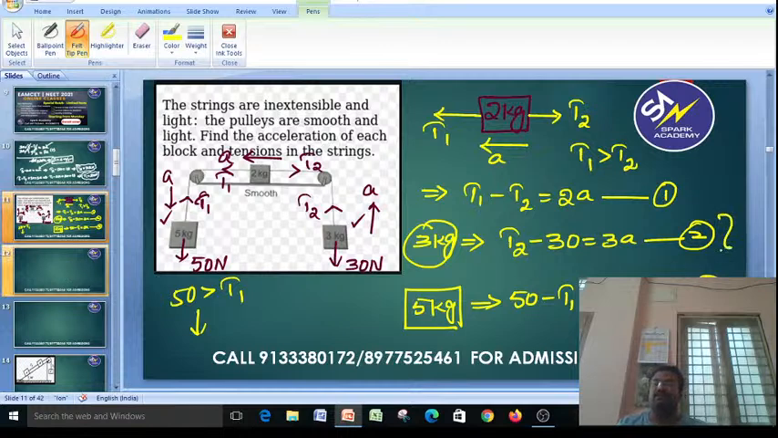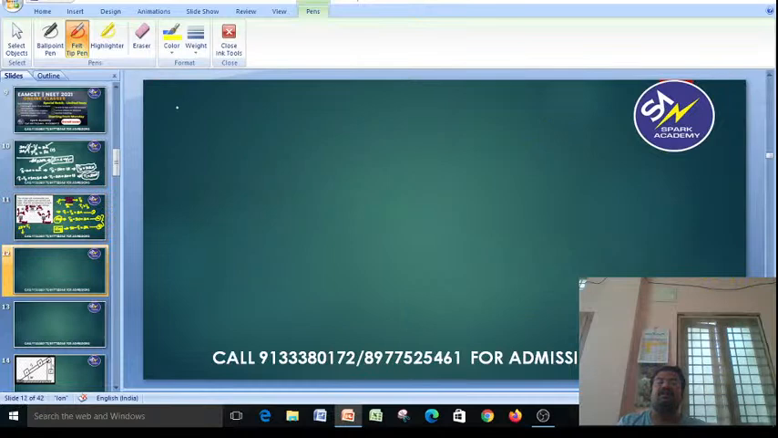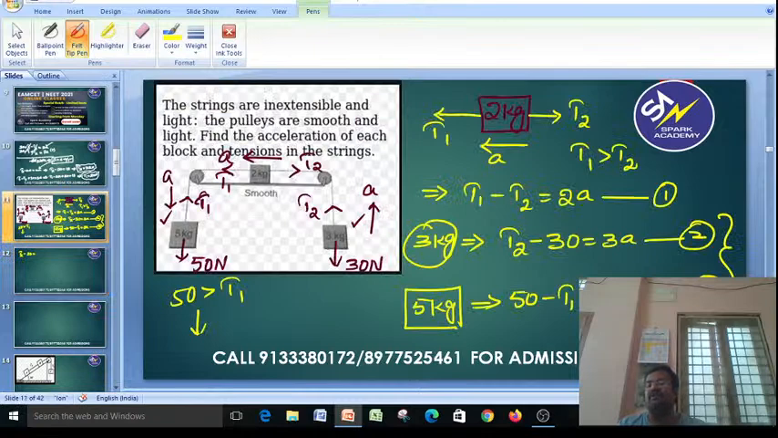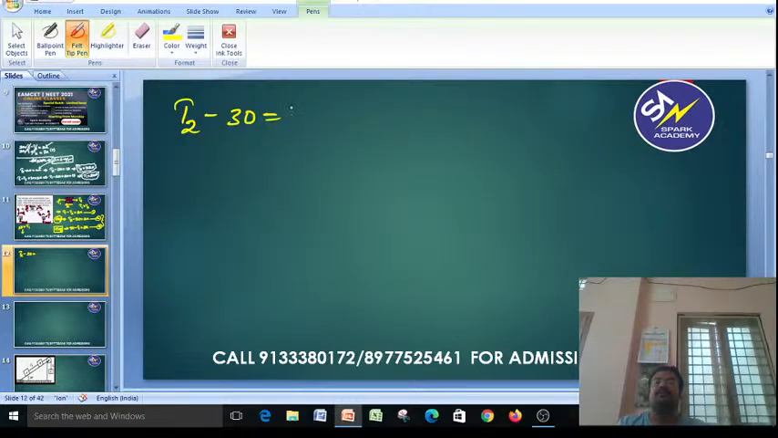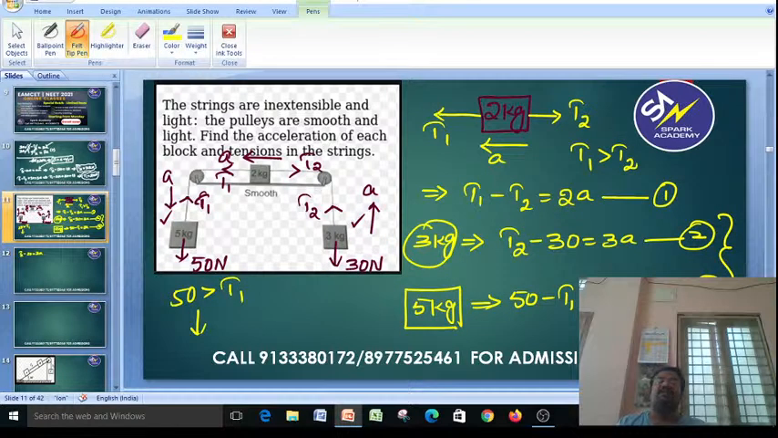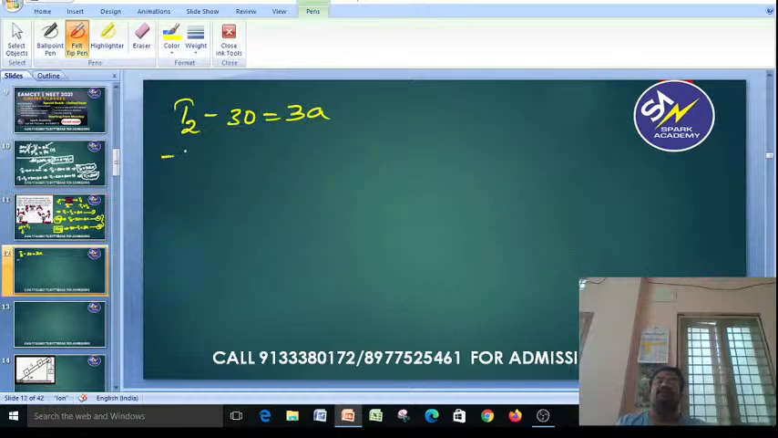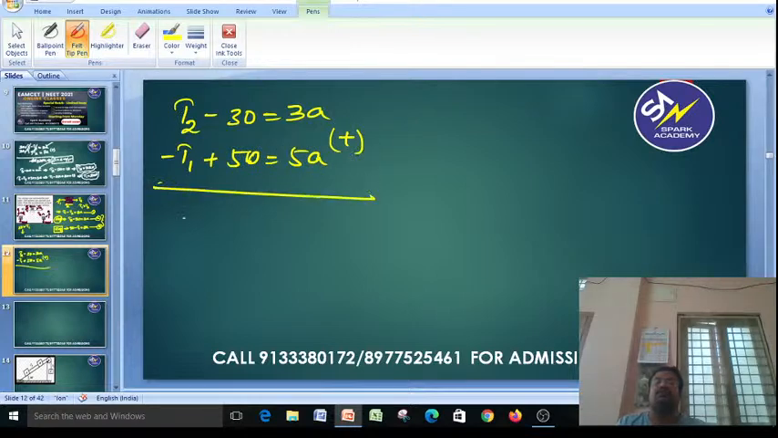First, you have to solve equations 2 and 3. That is, T2 minus 30 is equal to 3A, and the other equation is minus T1 plus 50 is equal to 5A. Let us add these two equations. What will you get? T2 minus T1 plus 20 is equal to 8A. This is the fourth equation you got.